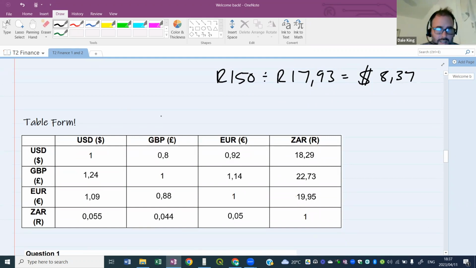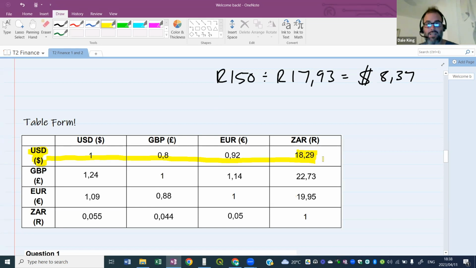Okay. So let's see how this table works. On the left here, we've got currencies. We've got US dollars, Great British pound, euro, and South African rand. And on the top, we've got the same currencies: dollar, pound, euro, rand. So let's learn how to read this table. You read from the left, okay? So I'm going to draw from the left. If I want to know how many rands for US dollars, I say one of these currencies on the left, one US dollar, and then I go across to the rands. And you'll see over here, one US dollar gives me 18,29.